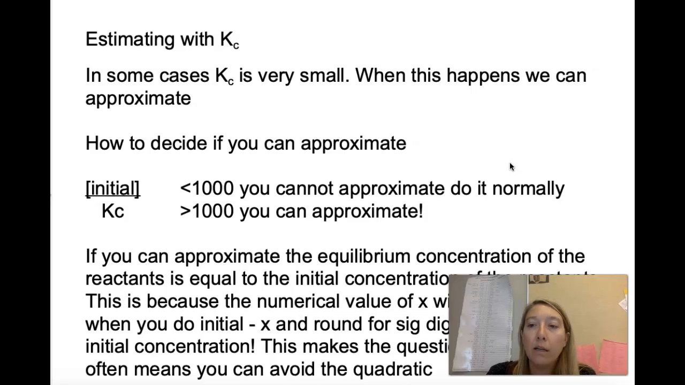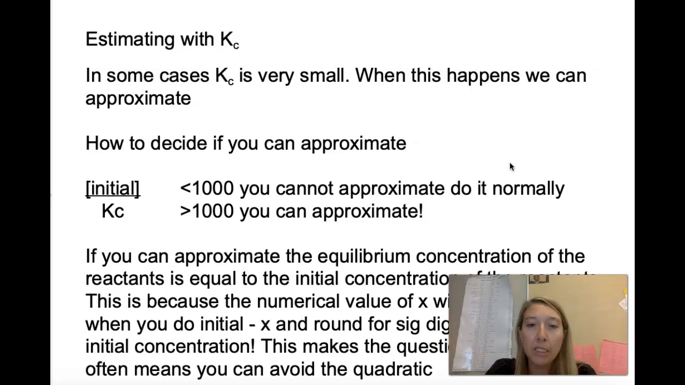So when we think about our ICE charts, let's say that initial concentration is 0.1, our change would be minus x, and our equilibrium would be 0.1 minus x. We find when K is really small, we get a really small x. So if I were to do 0.1 and then subtract, I don't know, 4.5 times 10 to the negative 5, and then round for significant digits, I still have 0.1. At which point it didn't really change.